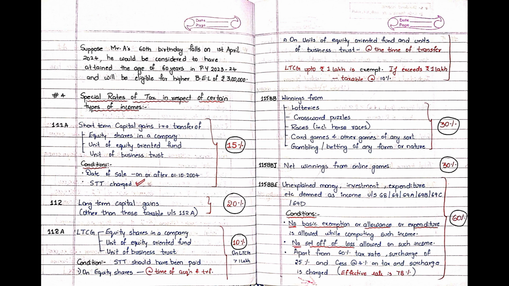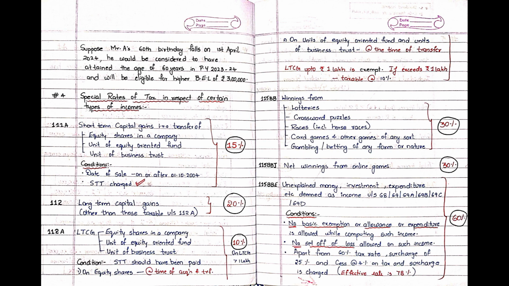Coming to our next topic, that is special rates of tax in respect of certain types of incomes. Usually, tax is charged on total income of the assessee as per the rates prescribed under default tax regime or under the normal provisions of Annual Finance Act. But for certain types of incomes, special rates of taxes are levied. What are those incomes?